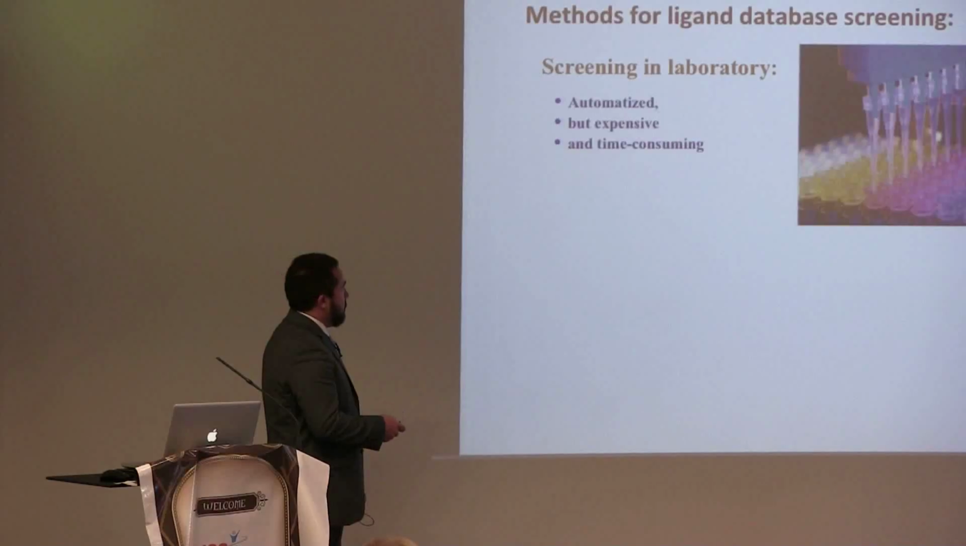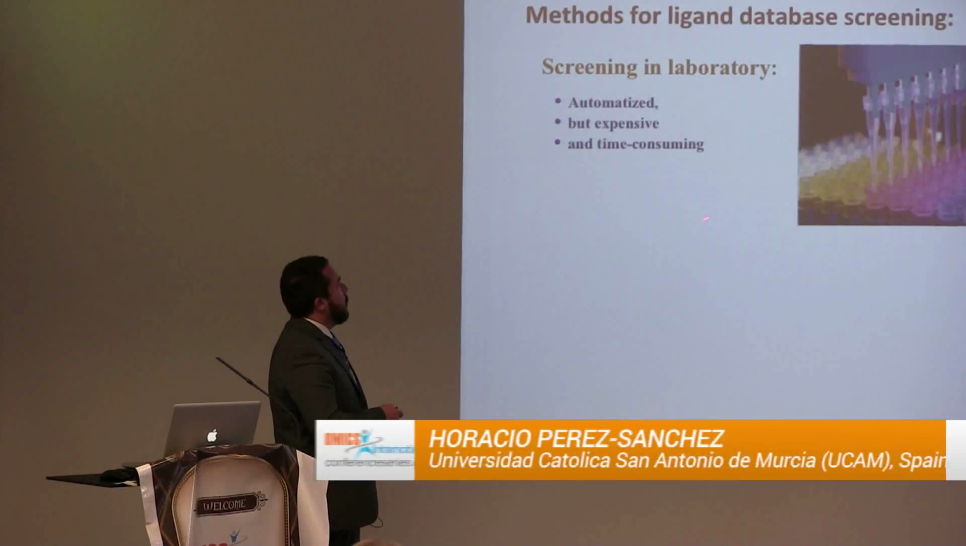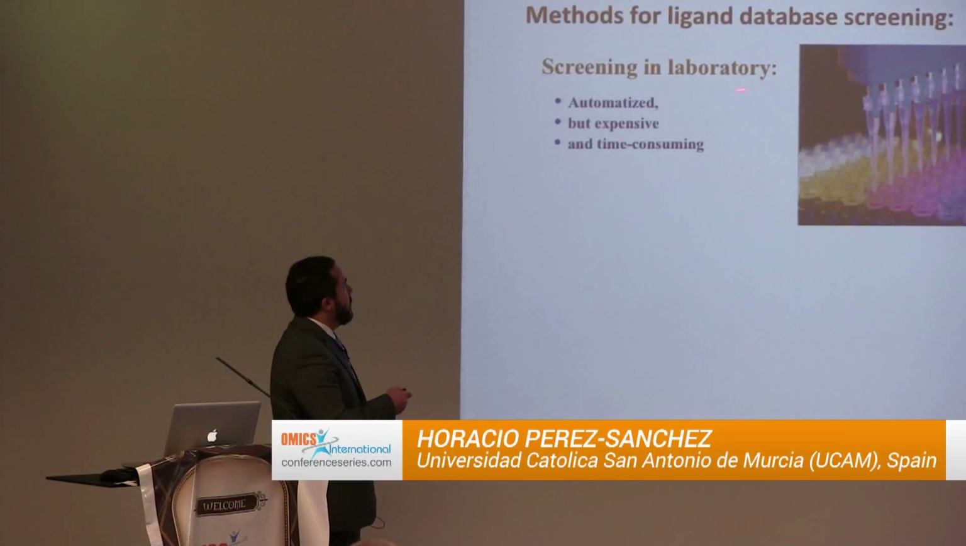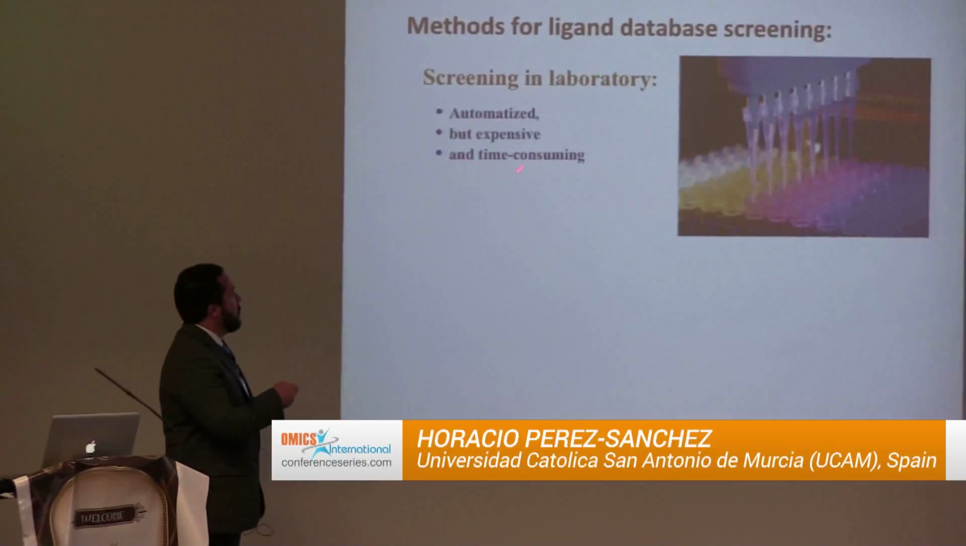Well, how is it done in the laboratory? In the laboratory, we have high throughput screening machines. They are very expensive, they are automatic, they are very time consuming. So we test a lot of different compounds, but you have these problems.